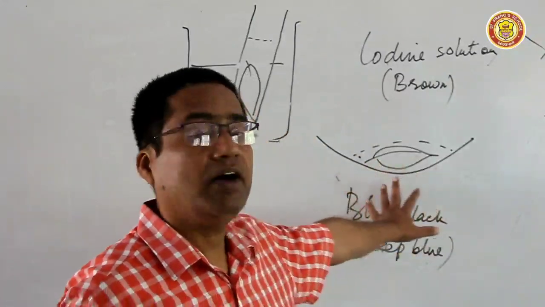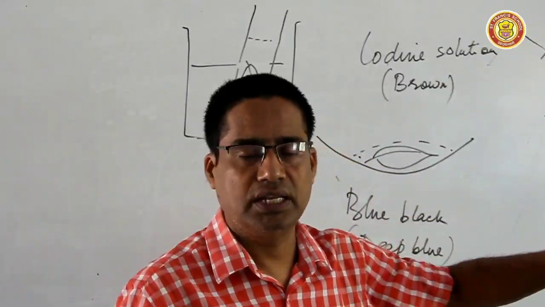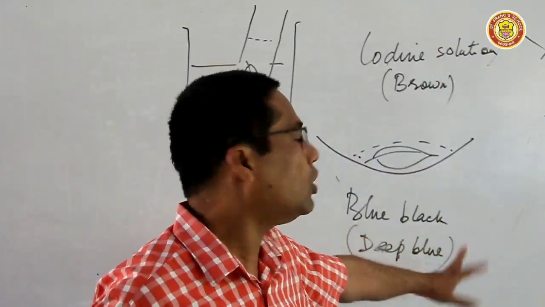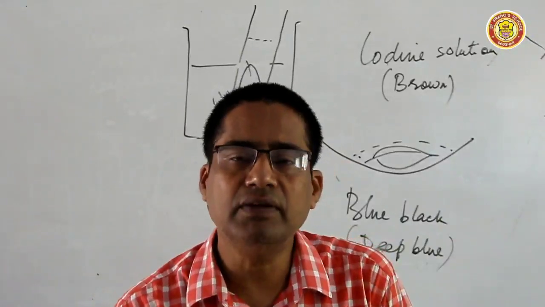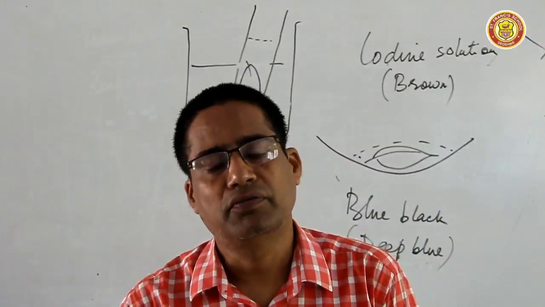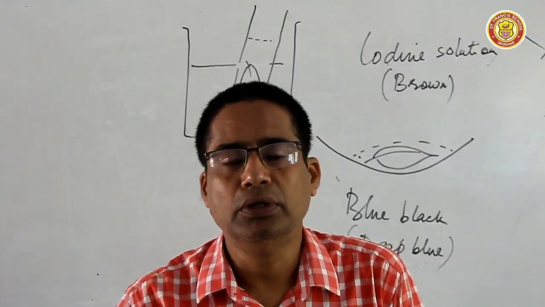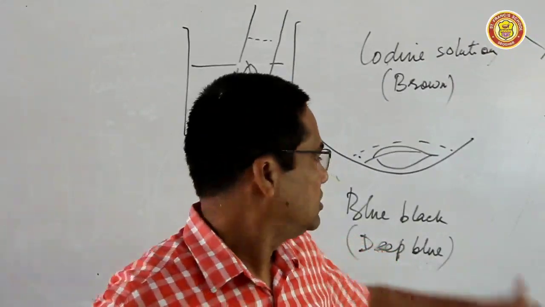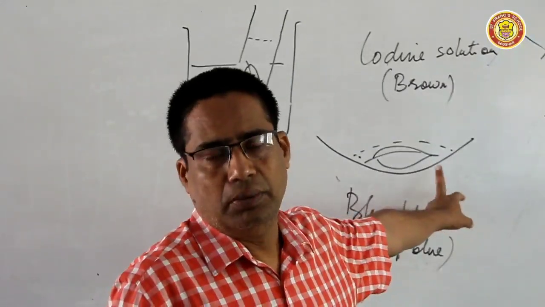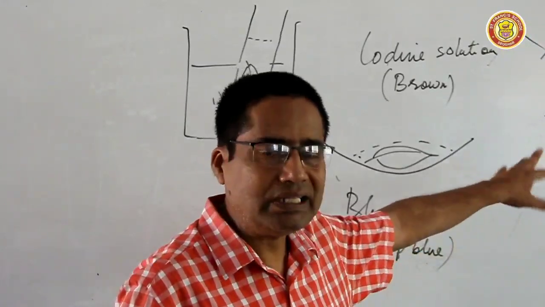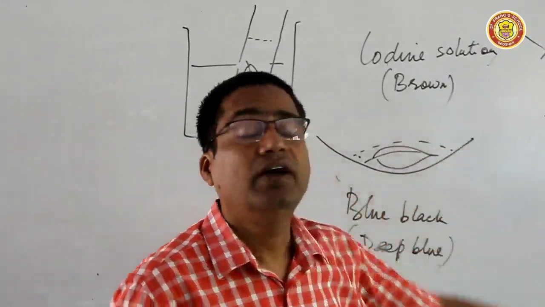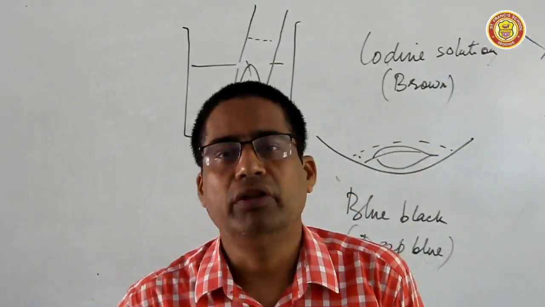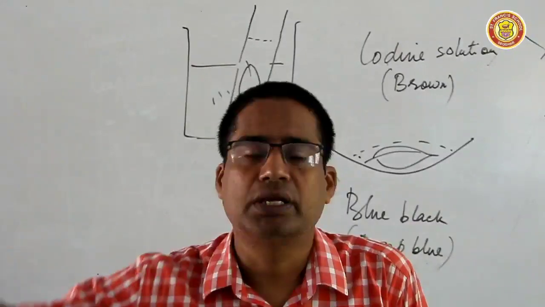So after you put some iodine solution on this leaf, the leaf starts turning blue-black or deep blue. Now this changing of the color of the iodine solution from brown to deep blue indicates that there was starch present in the leaf. So by this activity, we can prove that the leaf has manufactured starch during photosynthesis when the plant was kept in the sun.